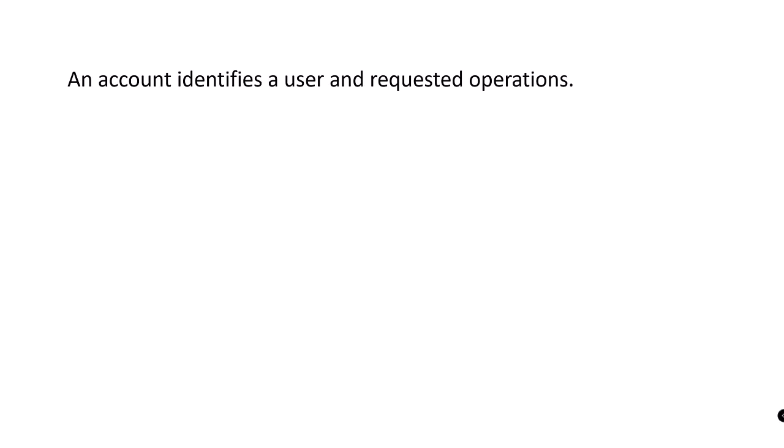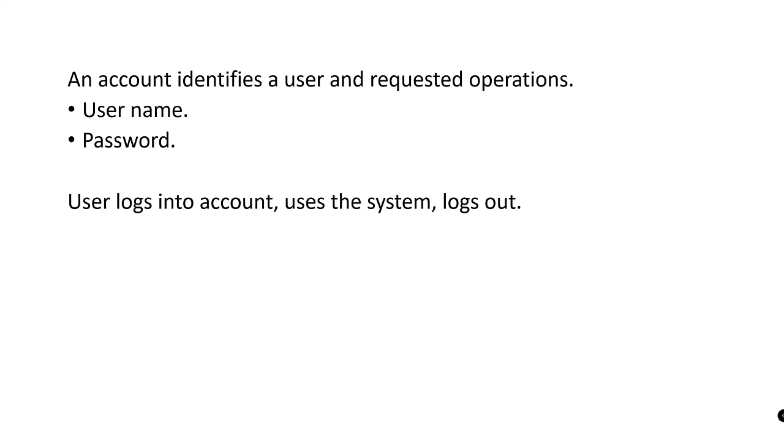Operating systems use accounts to keep track of users and what they are allowed to do. An account identifies a user and the requested operations of that user. The account is typically given a name, and a password is associated with it that manages access to the account. The user logs into the account, uses the system, and then logs out. The authentication process manages that access by the user using the account.